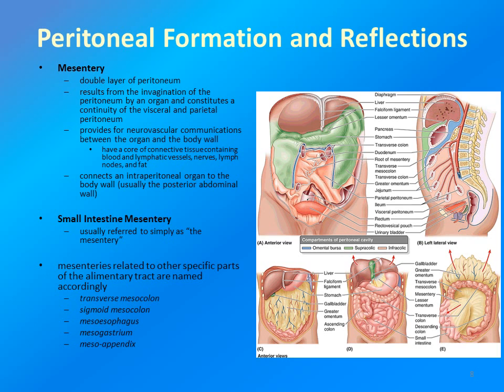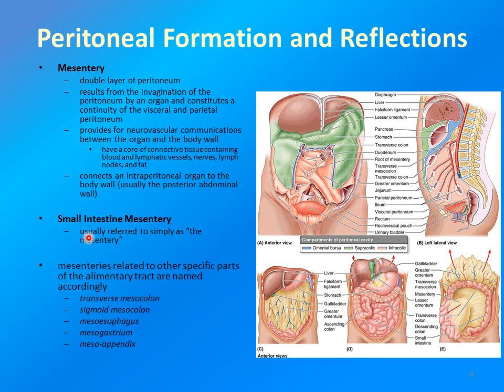The most common is the term mesentery, which is a double layer of peritoneum, and it results from the invagination of the peritoneum by an organ, and therefore it constitutes a continuity of the visceral and parietal peritoneum. It provides for a neurovascular communication between the organ and the body wall, and it connects the intraperitoneal organ to the body wall, usually the posterior body wall.